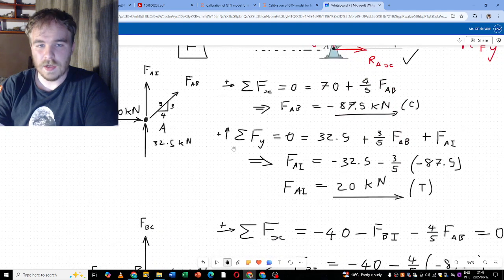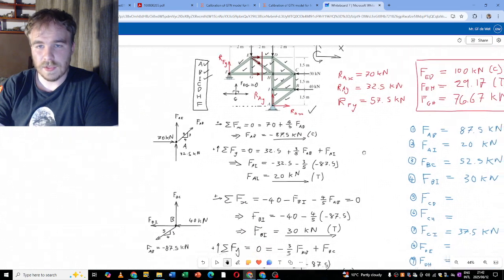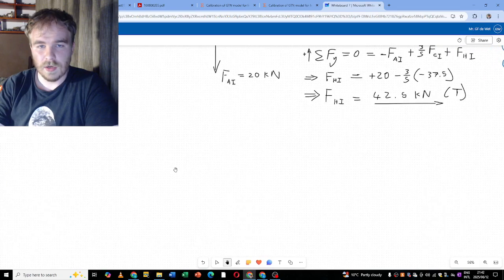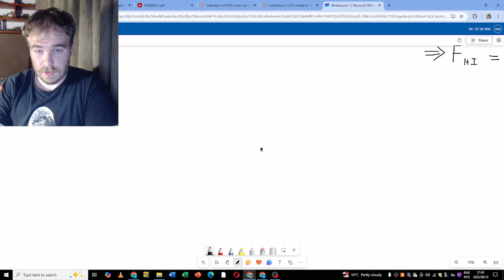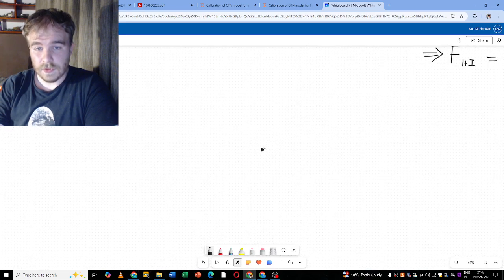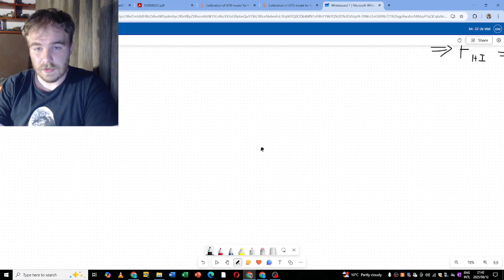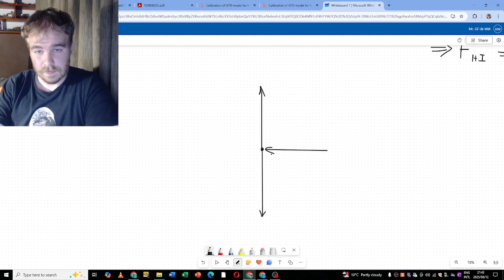Okay, next one. Sum of forces about point C. I'm going to do one last one down here, and then we're going to move to the other side. So let's look at point C. What forces does it have? As I can see, it has at least one down, one up, one load pushing into it, one this way, so like that, and then at least one this way.